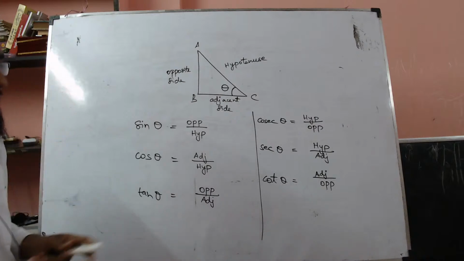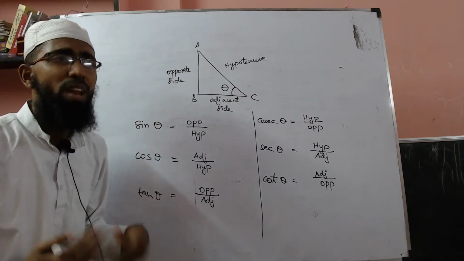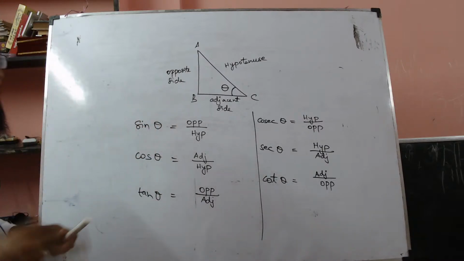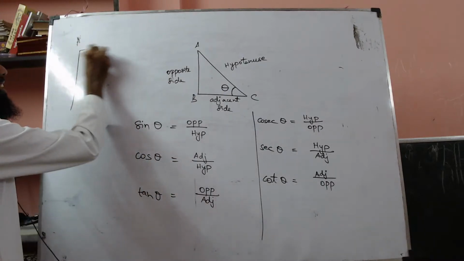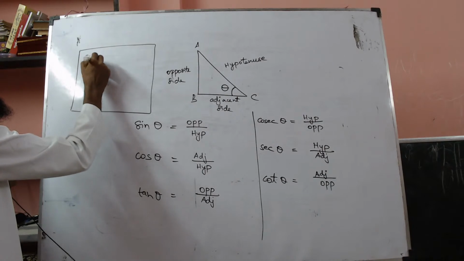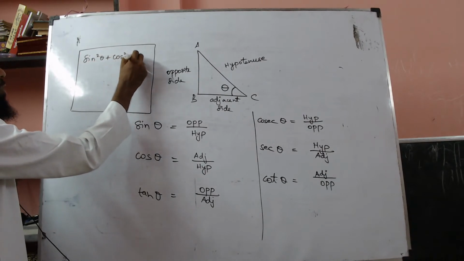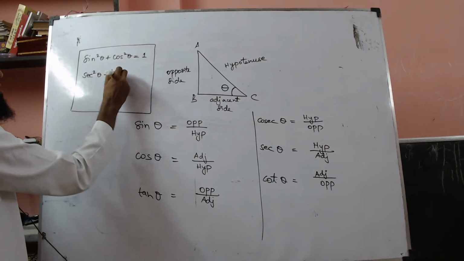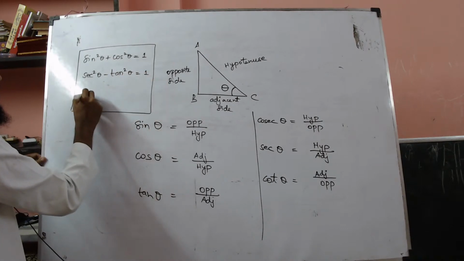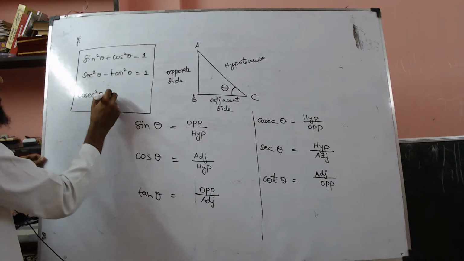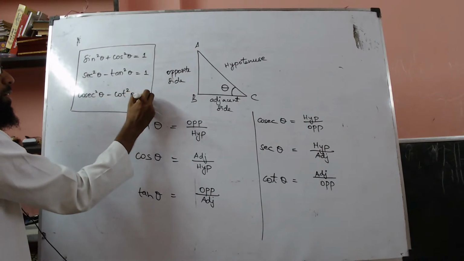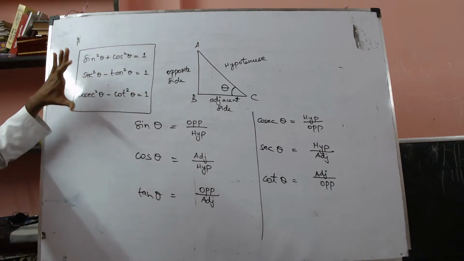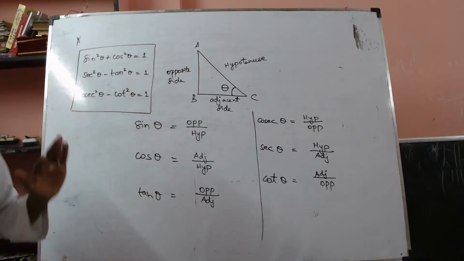Now, after studying these six ratios, we'll have relations, equations, or identities with these six ratios. The basic identities that we must study are three. The first one is sine square theta plus cos square theta equal to 1, the second one is secant square theta minus tan square theta equal to 1, and the third identity is cosecant square theta minus cot square theta equal to 1. These are the three basic identities. We have some more identities.